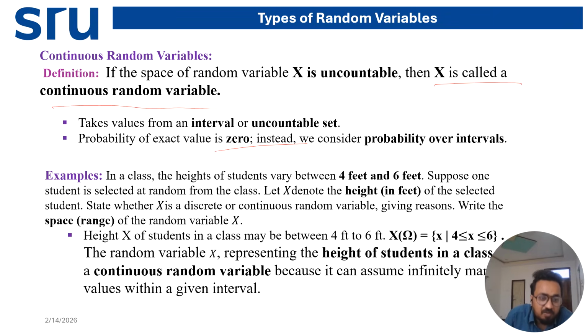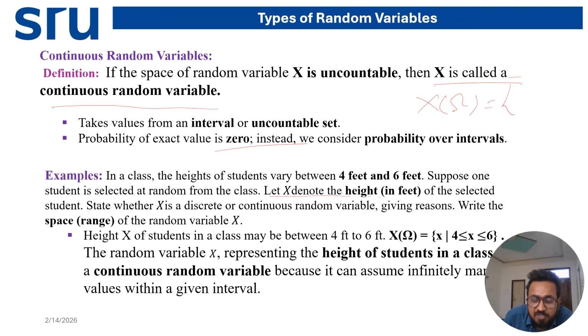Okay. So now we will discuss an example related to the continuous random variable. In a class, the height of the students varies between 4 feet and 6 feet. Suppose one student is selected at random from the class and let X be the height of the selected student. State whether X is a discrete or continuous random variable, giving reason, and write the space of this random variable X.